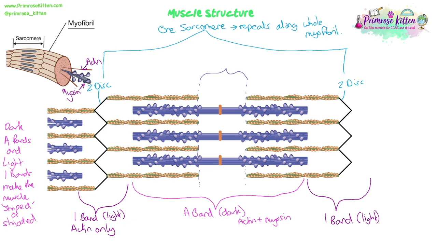Within the A band, although this band is dark, there is a slightly lighter area in the middle called the H zone. That is where, as you can see here, there's no actin, it's just myosin. So although it's still darker than the I band, it's a lighter patch in the middle of the A band because there's only myosin present there. And then in the middle, you can see these orange sections here, denoting where the middle of the myosin filament is. That is a dark line in the middle of the H zone, which is known as the M line. It just denotes the centre of the sarcomere.